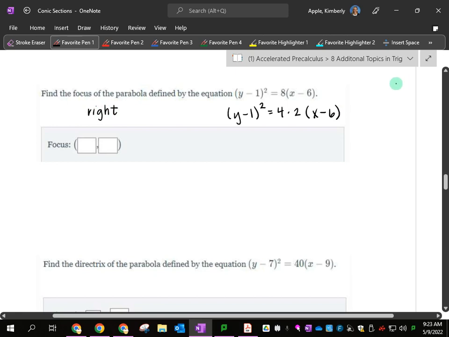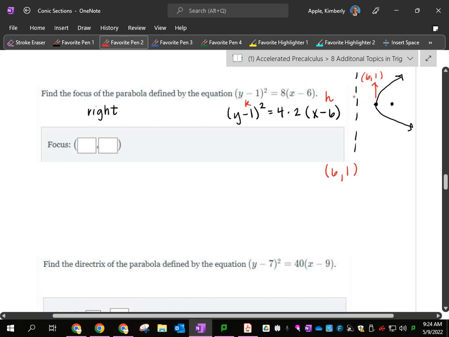So let's just draw a little parabola here. Here is the focus. Here is the vertex. Here is the directrix. The first thing I'm going to label here is the vertex. The vertex of this one is going to be 6, 1, because this is h and this is k. So this point is at 6, 1.